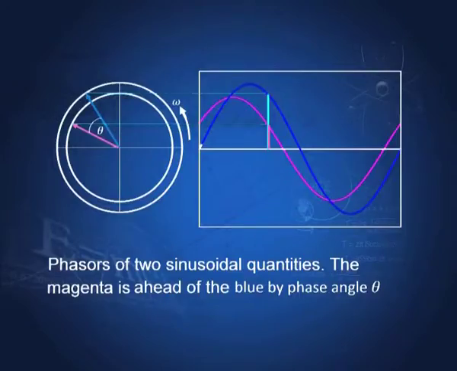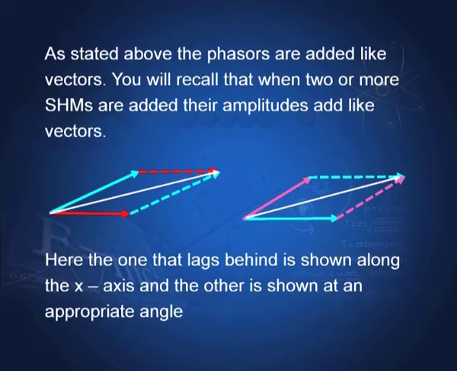Again, phasors of two sinusoidal quantities. Now, this magenta is ahead of the blue. So, magenta is ahead of the blue by a certain phase theta, and again the radii are equal to the amplitudes of these, and they move along a circle in the anticlockwise direction with the same frequency as the frequency of these sinusoidal quantities. As stated above, the phasors are added like vectors.